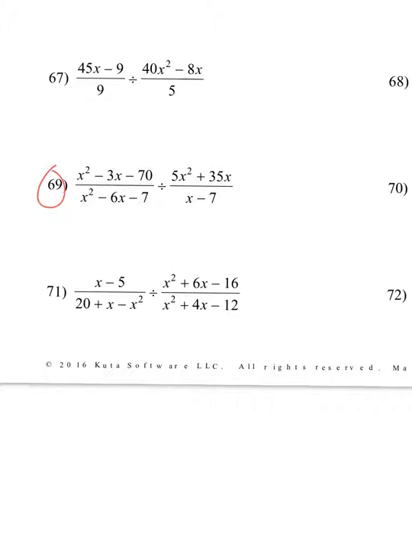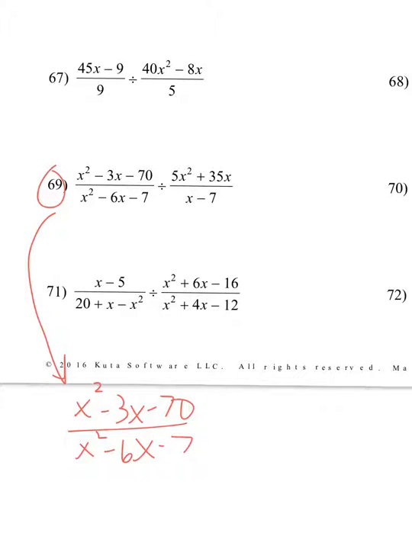Okay, we're going to look at 69 here. Notice it's division, so the first thing I'm going to do, and I'm going to come down and do it down below here, I'm going to leave the first one as x squared minus 3x minus 70 all over x squared minus 6x minus 7. And we're going to change it to multiplication of x minus 7 all over 5x squared plus 35x.